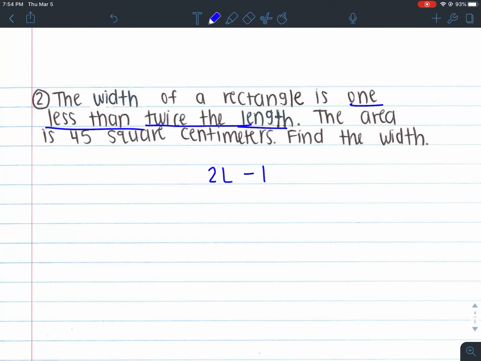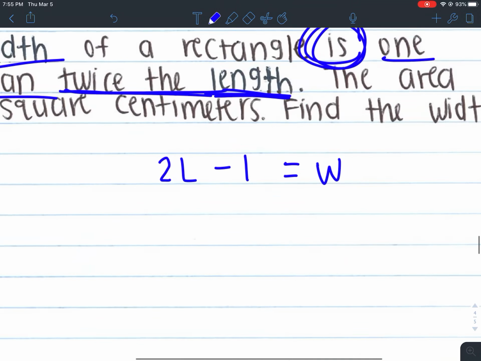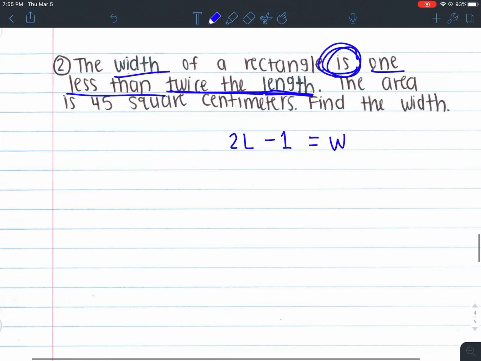So again, I'm starting in the back, right? I started with the length, which is L, and then twice the length, which is 2L, less than is minus, and then I have 1. Is means equals, the width, which is W. So in the last problem, I had L by itself. Well, what's by itself in this one? W. So you don't want to confuse those, okay?